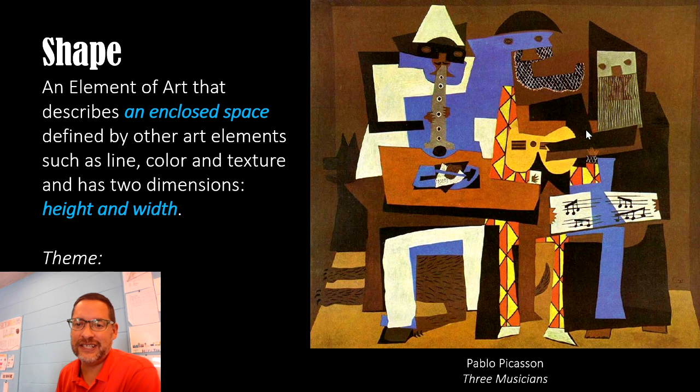You also see, how about the dog's head back here in the back? It's kind of one shape, right? It's just colors. It can also be texture. Look at his beard over here. It creates kind of this rectangle shape. And it only has two dimensions. It's flat. It only has height and width.